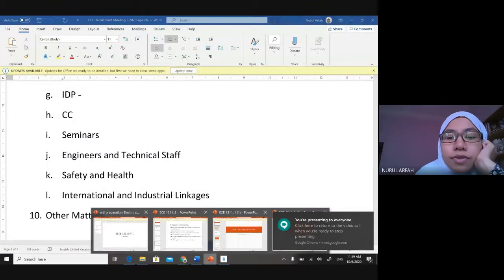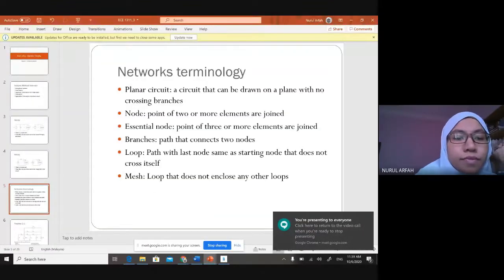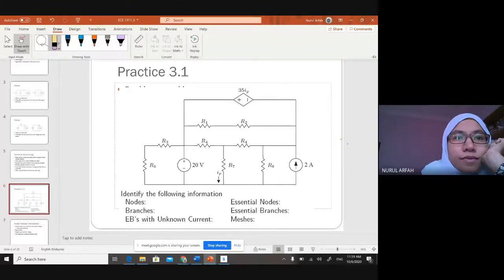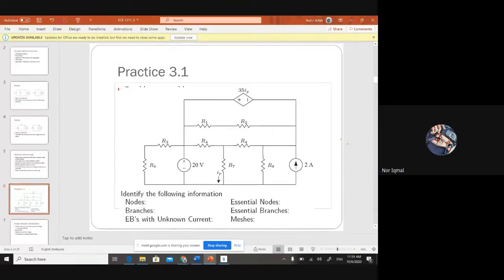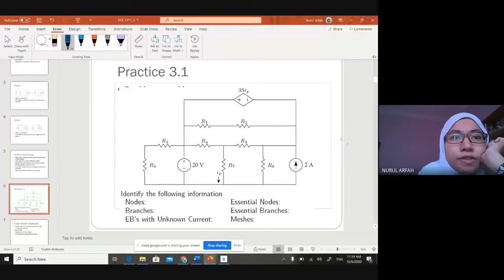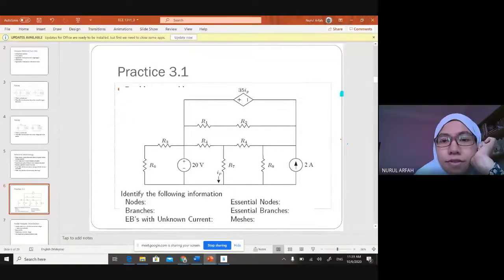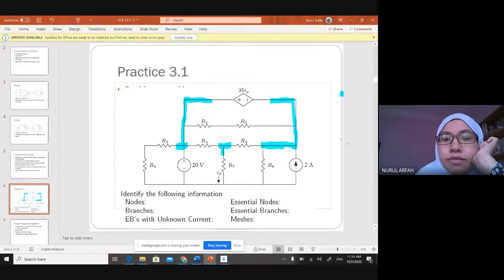All right, we go back to our slides. Okay, can I test you? How many essential nodes do we have here? One, three, two, three. Okay, one of your friends said three. Everyone agrees with three, or you have something else? Three, yeah, agreed. Okay, one essential node, two, then three.